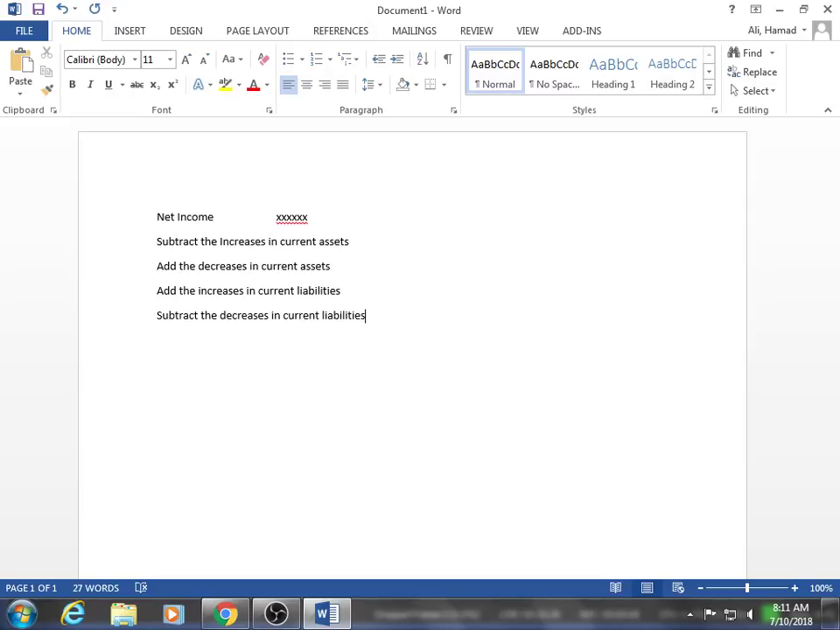Yes, sir. So take accounts receivable between 2013 and 2014. Did it increase or decrease? Decrease. That means we add. By how much? 8,000. Notice that's positive. All right, then we have inventory. Did it go up or down? It went up, so that means we subtract. By how much? 34,000. So negative 34,000.